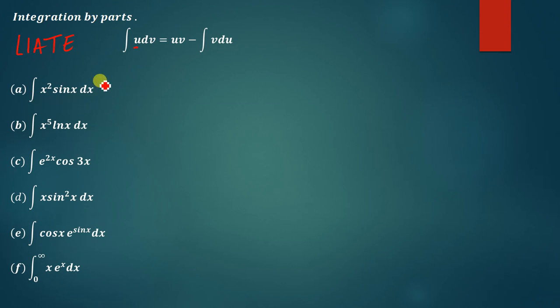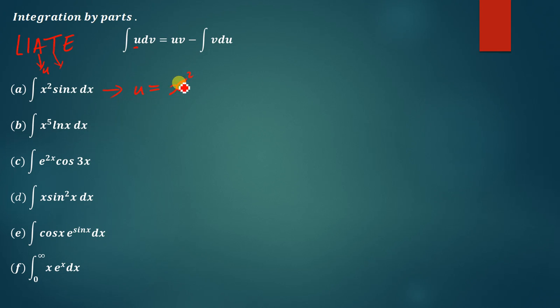So if we take, for instance, this question here, our u is going to be A, because A comes earlier than trig. A is algebraic, so our u is going to be the algebraic function, because it comes earlier than the trigonometric function, which is sine. So this is the question I'm solving, and I'm going to take my u to be equal to x squared.